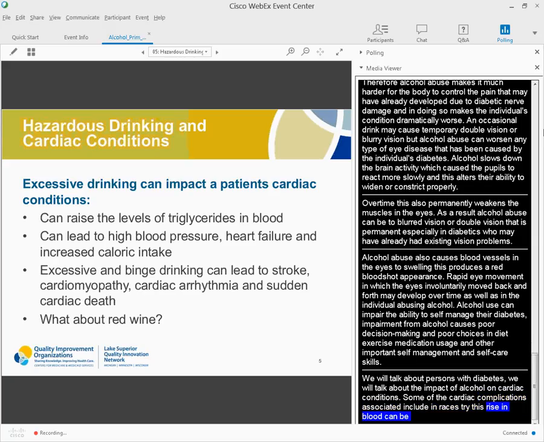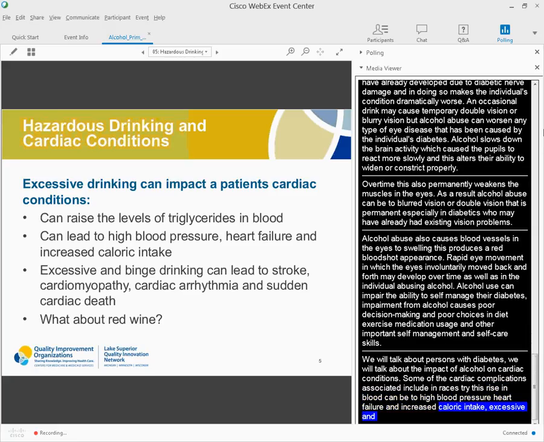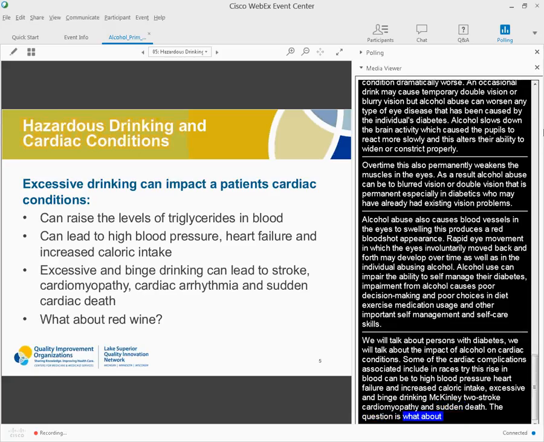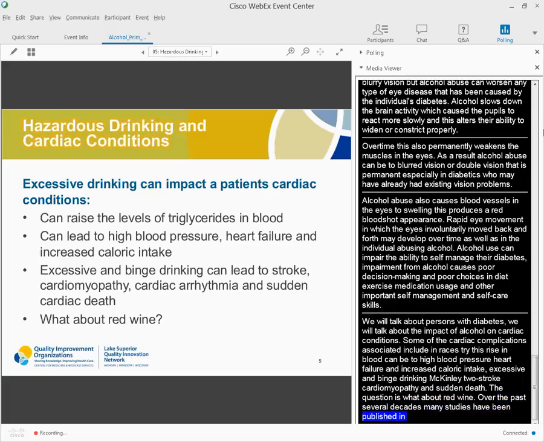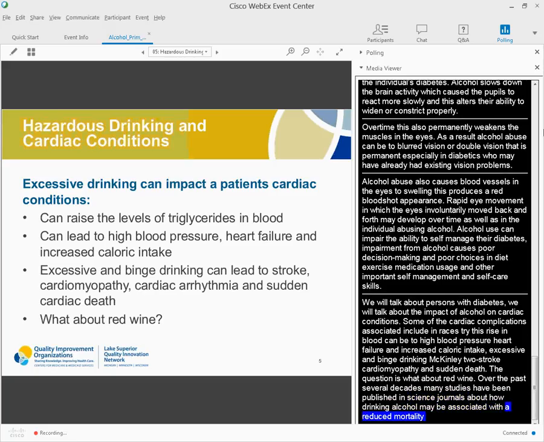Excessive and binge drinking may lead to stroke, cardiomyopathy, cardiac arrhythmias, and sudden cardiac death. So the question becomes, what about red wine? Over the past several decades, many studies have been published in scientific journals about how drinking alcohol may be associated with reduced mortality due to heart disease in some populations. The idea being that if you drank red wine at a moderate level, that would reduce your cardiac risk.